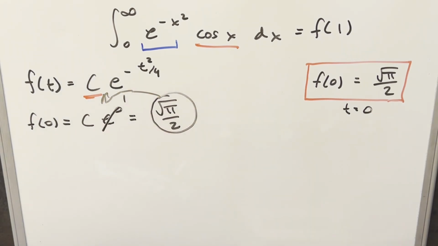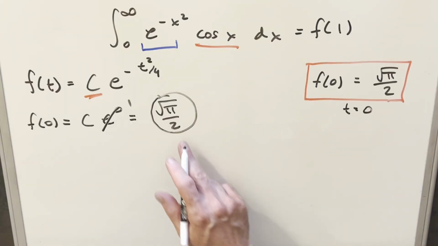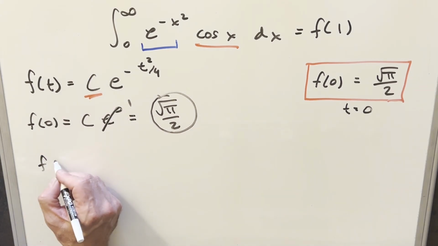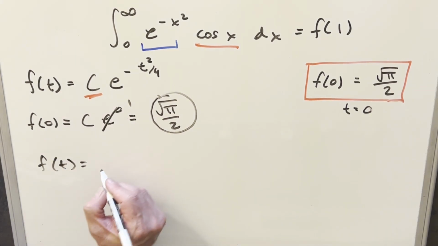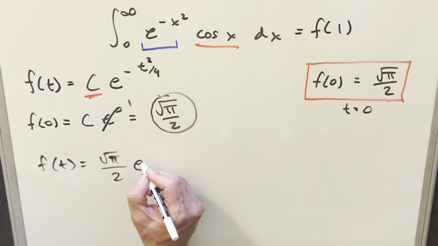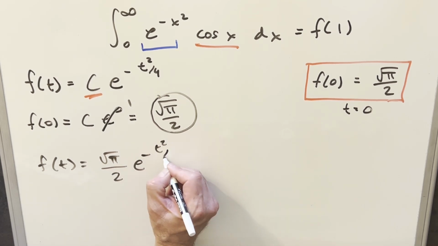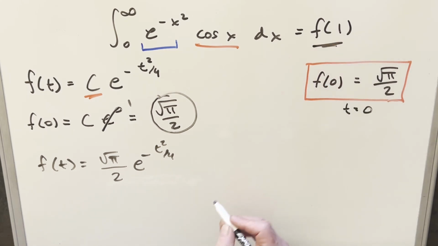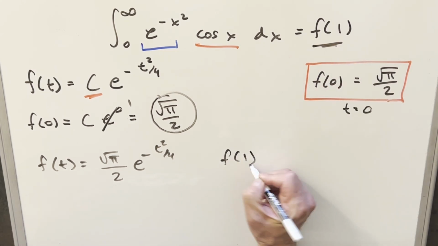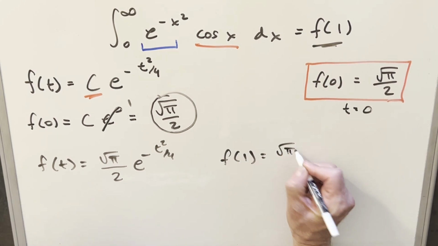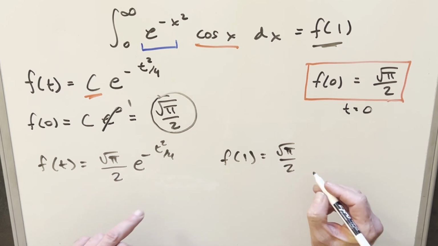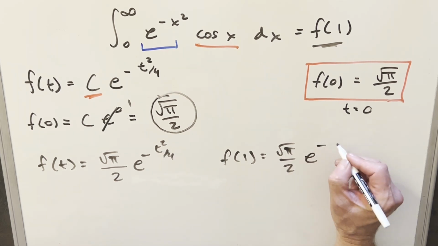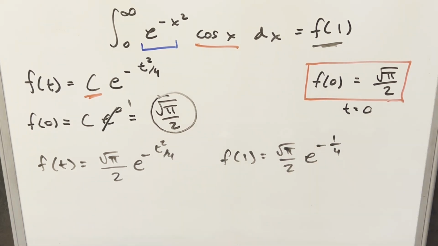So now plugging this back in here, we can rewrite our f of t function. So we have f of t is going to be square root of pi over 2 times e to the minus t squared over 4. And now all we need to do for our solution is get back something for f of 1. So plugging in for f of 1, we're going to have square root of pi over 2. Plugging in 1 here, we're going to have e to the minus 1 over 4.